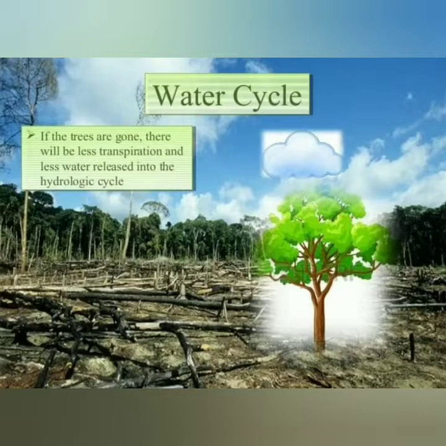As we know, plants release water into the air through their leaves as water vapor. We call it transpiration, right? This water vapor becomes a part of the water cycle. But cutting of trees results in an imbalance of water in nature as well.